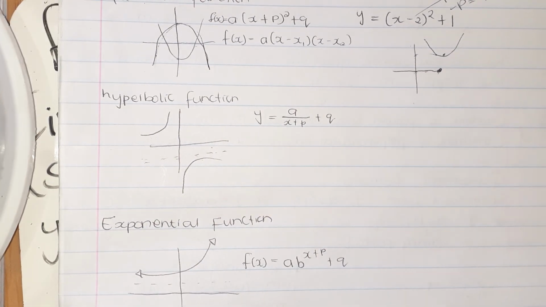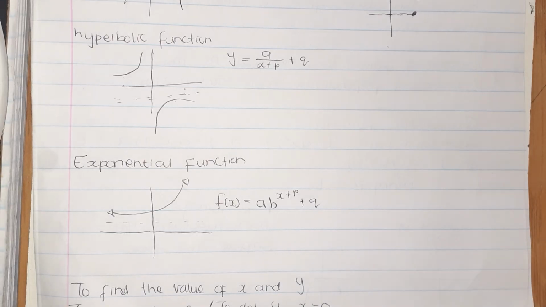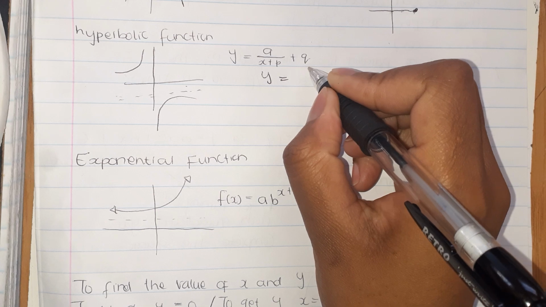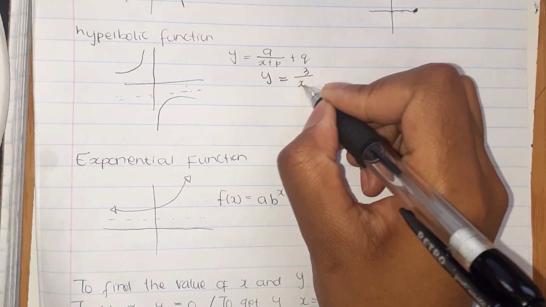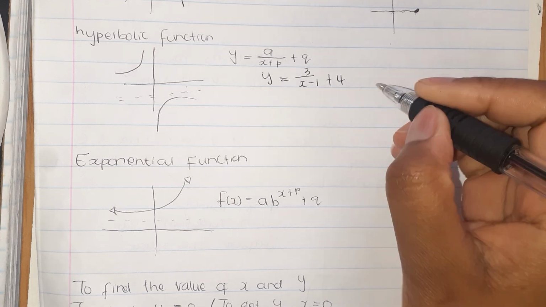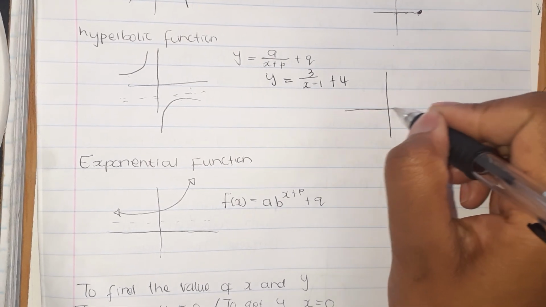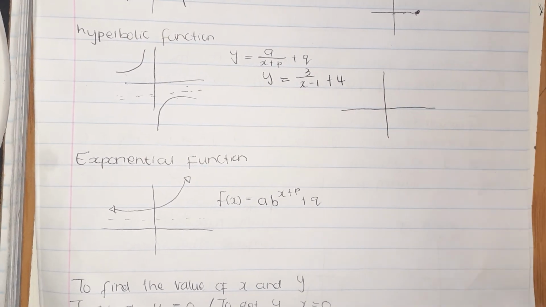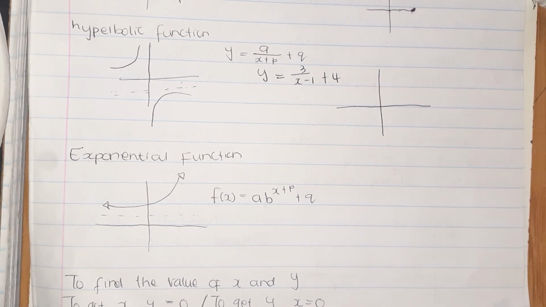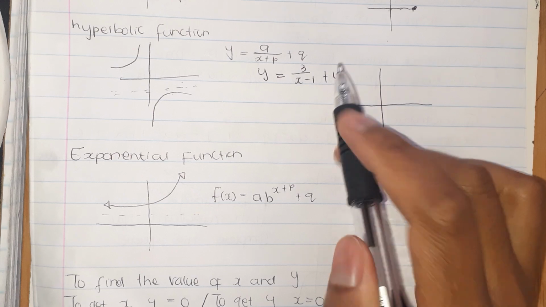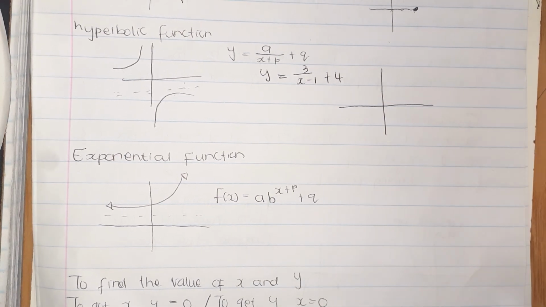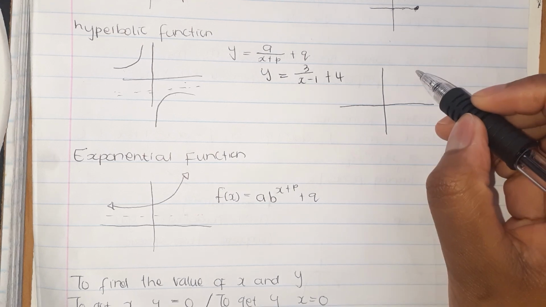Let's try to look for an equation. Here I will take y equals 3 over x minus 1, plus 4. When we're trying to draw this graph, the equation is positive, so the graph will be somewhere in here. But firstly, let's write the asymptotes.